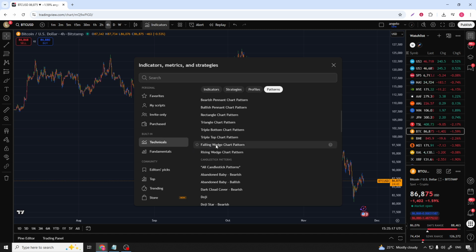The falling wedge is typically considered a bullish pattern, meaning it often signals a potential move to the upside after a period of price compression. Once you see Falling Wedge chart pattern in the list, click on it to activate it on your chart.